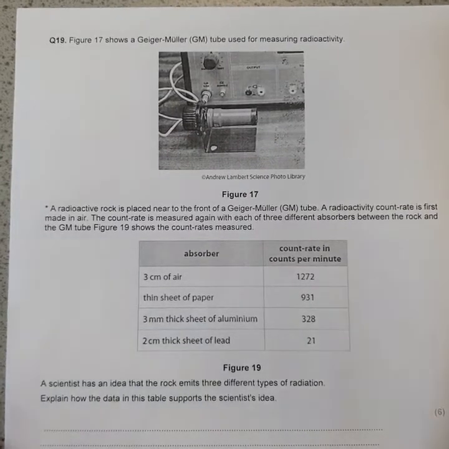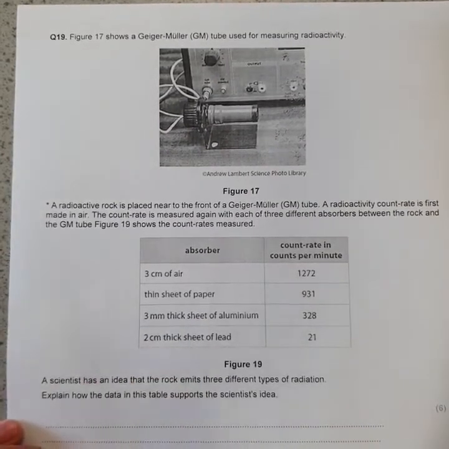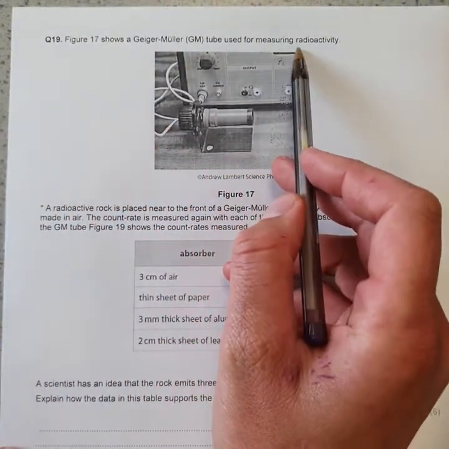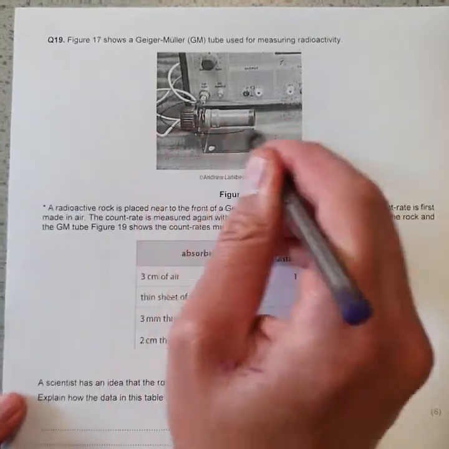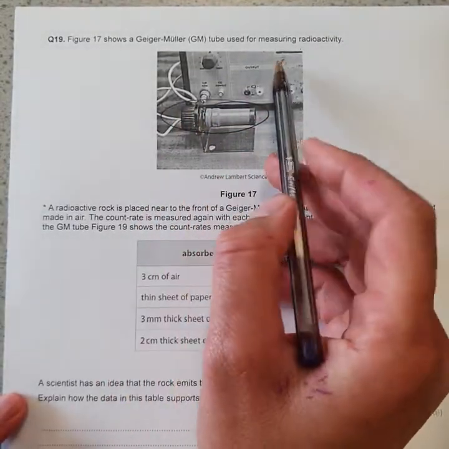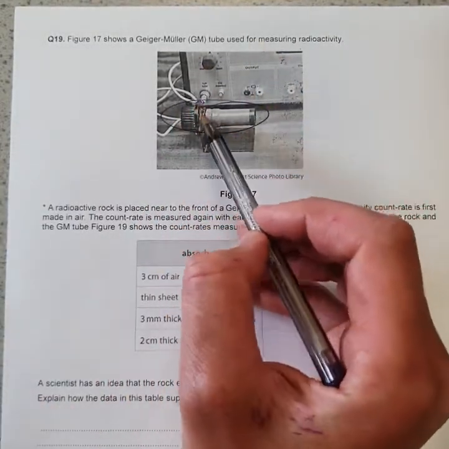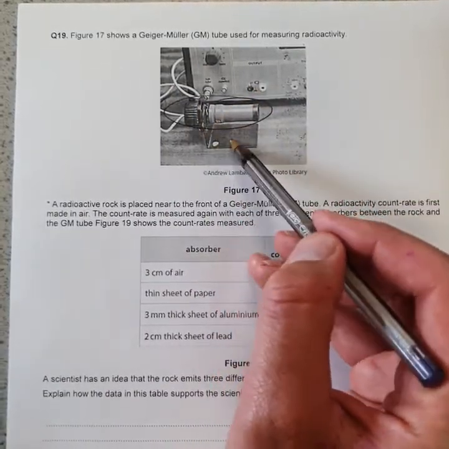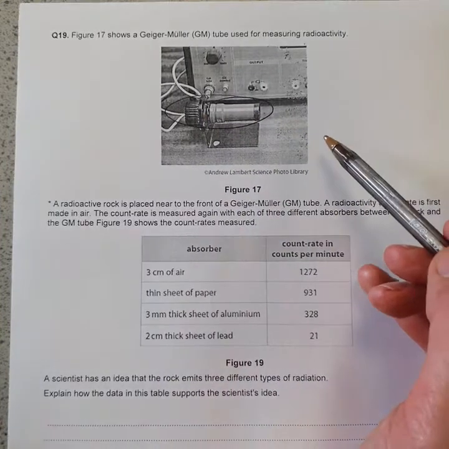Okay, so last but not least, question 19. Figure 17 shows a Geiger-Müller, a GM tube, used for measuring radioactivity. So here is our Geiger-Müller tube, that thing there, connected up to the counter behind it. It's about the size of a Pritt stick normally, with a little stand there. That's what's measuring this radiation.